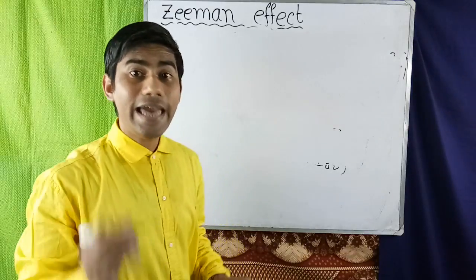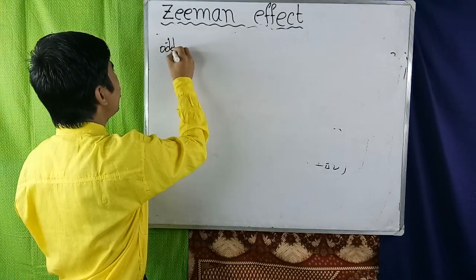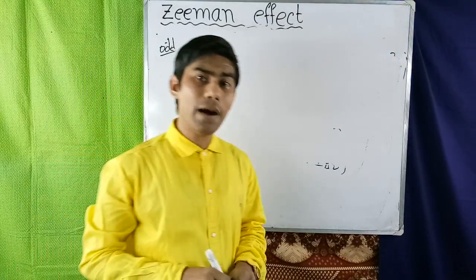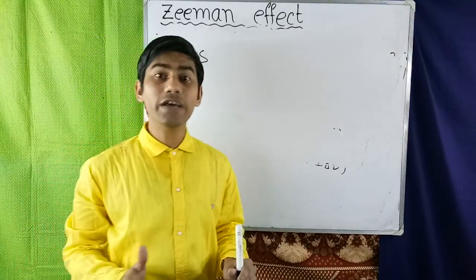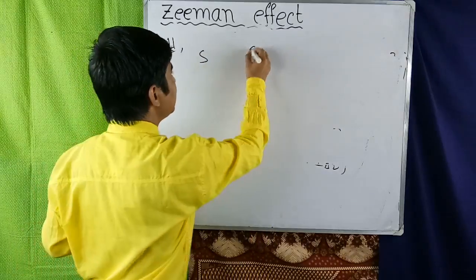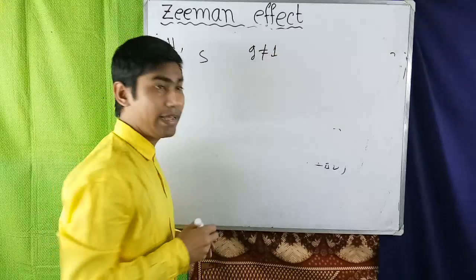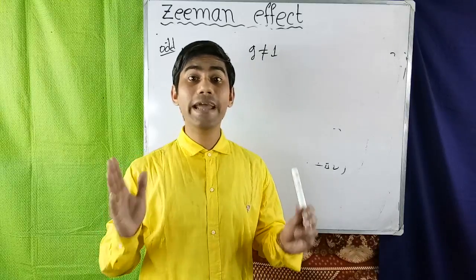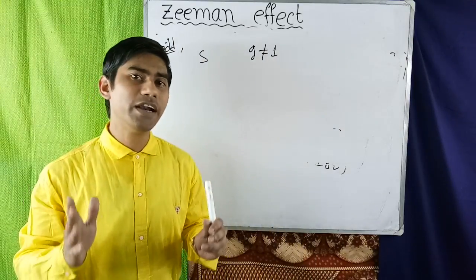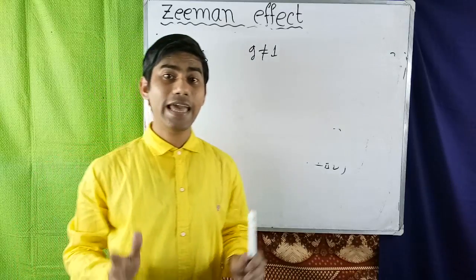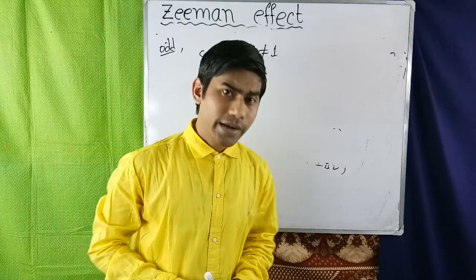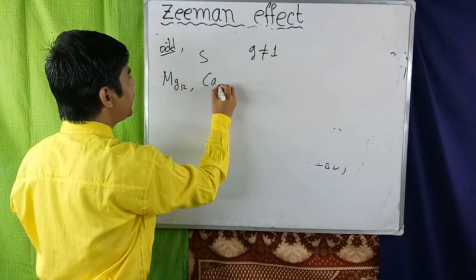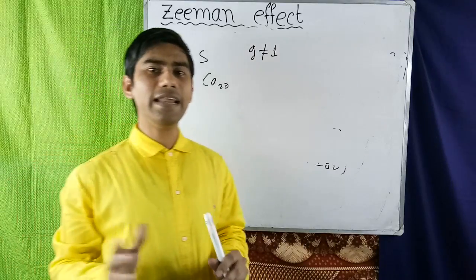Now, in case the atom has odd number of optical electrons, S is an odd multiple of half, and so S equal to 0 is not possible, and so g does not equal 1, and as a result the number of split component lines will be greater than that in the normal Zeeman effect, and so the effect is anomalous Zeeman effect. Now for example, magnesium 12 and calcium 20 atom have two optical electrons.